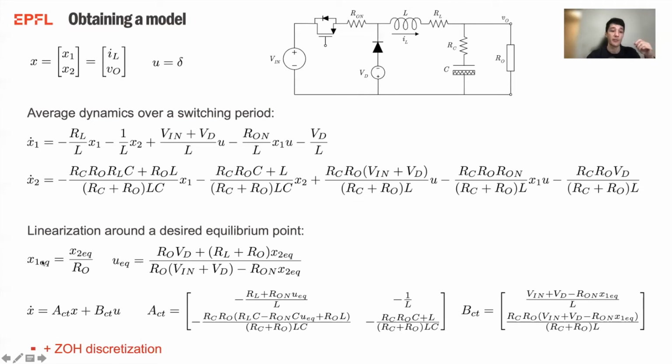So the equilibrium value for the inductor current is nothing but the output voltage divided by the load resistance, which is not really surprising if you are an electrical engineer, right? Very well. So then you linearize these two equations around these points, and you get a continuous time linear state space model, Ax plus Bu, whose matrices A and B, of course, will depend on the parameters of your particular converter. As a last step, we had to discretize these dynamics, so we used the zero-order hold method available in MATLAB.